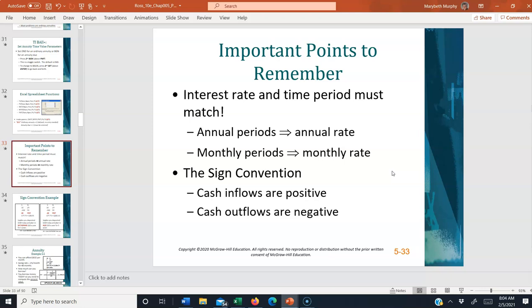So if you're getting payments on the annuity monthly, you have to have a monthly interest rate. So if the annual rate is 12%, the monthly rate would be 12% divided by 12, or 1% per month, and that's what we would use. You have to make sure that the interest rate and the time period match up, or otherwise you're mixing apples and oranges. Okay, the sign convention, again, very important to use the correct sign here. Cash inflows are positive, cash outflows are negative.